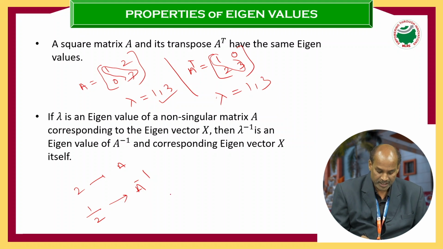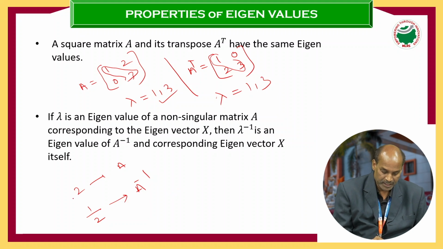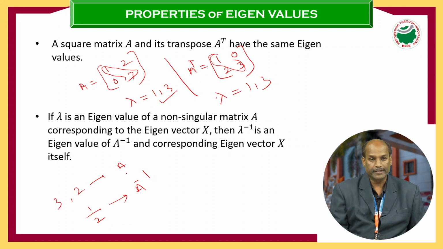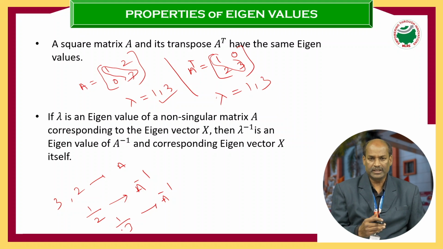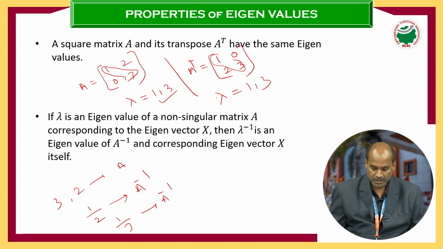Similarly, for example, 3 is also an eigenvalue of A. Then what is the eigenvalue of A power minus 1? 1 by 3. Like that, you take the inverse of that number, you will get the eigenvalue of A power minus 1. So these are some few properties.